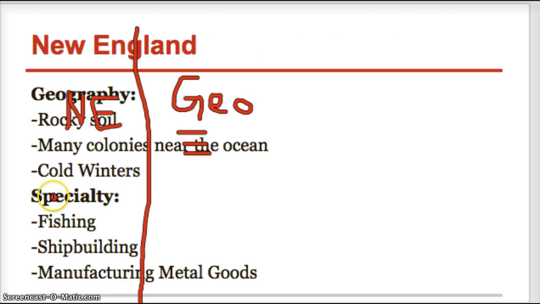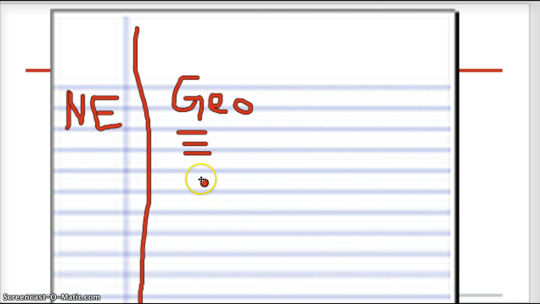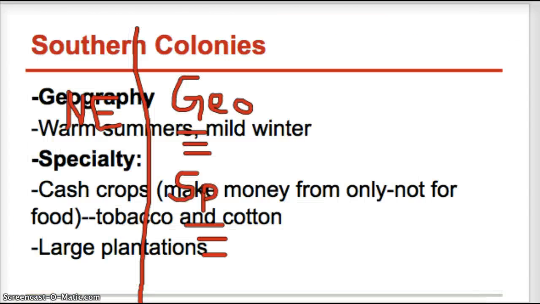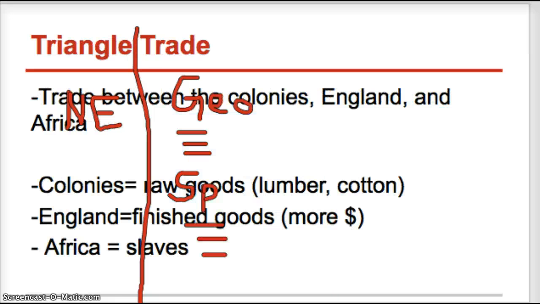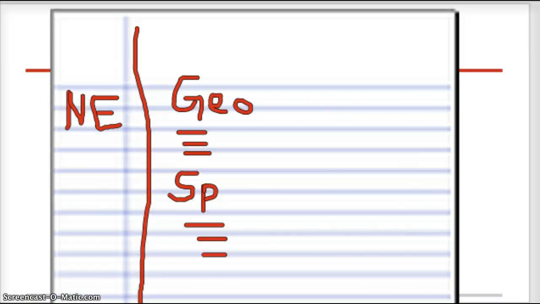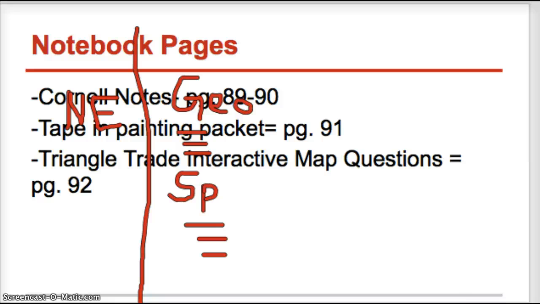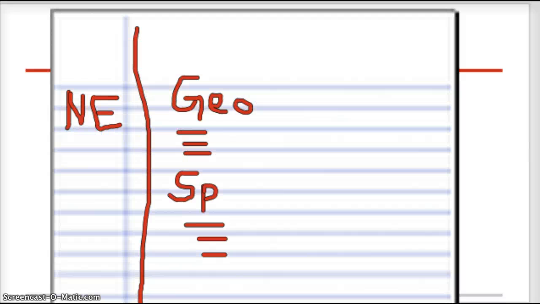Then we have specialty. We do the same thing. Specialty, again, you will write this all out, and all 3 bullet points. You will do this for all of the notes. So when you get down to mercantilism, you'll write mercantilism, write the notes, draw the picture. Triangle trade, same thing. These are your Cornell notes that go on page 89 and 90.